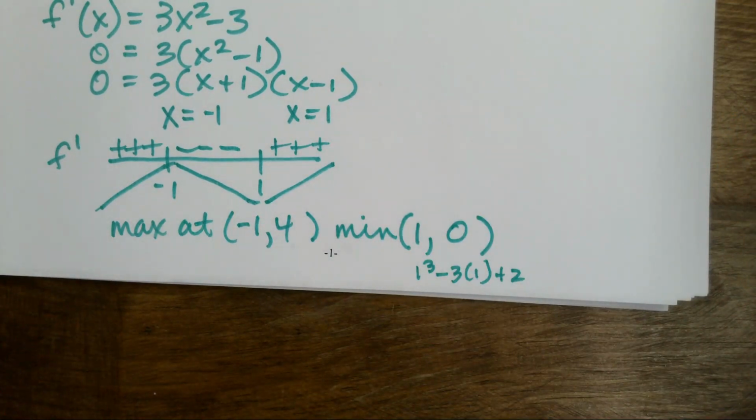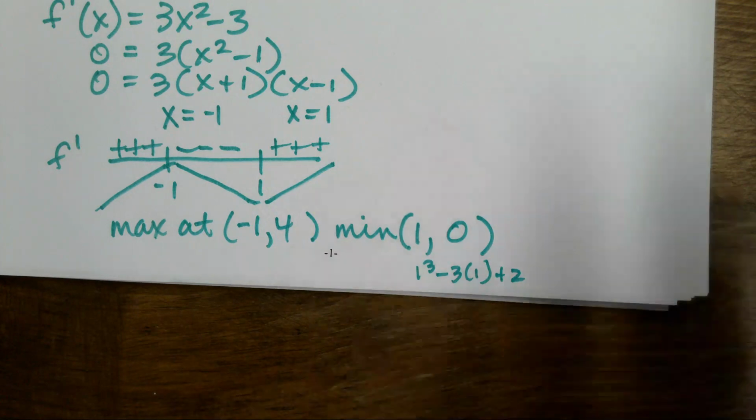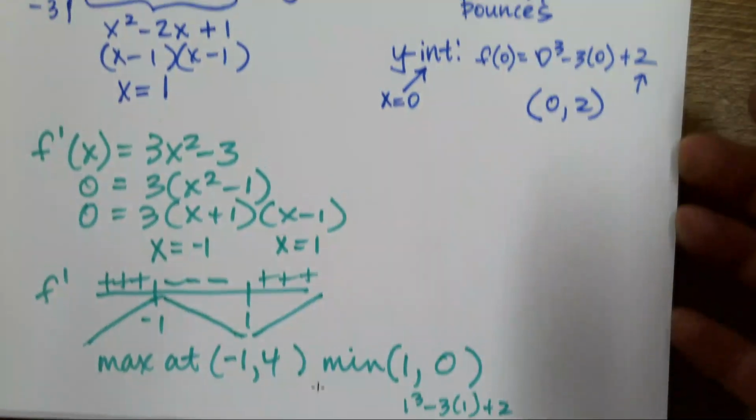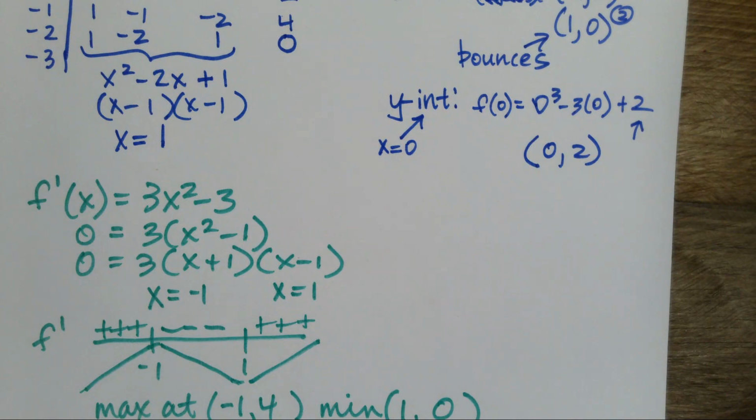This makes sense to me. A min is a low point. My low point is at 1. It's where it changes direction. 1 is also a 0, and it's a 0 that we said is going to bounce. So my min and my bounce location all kind of come together. All right. Now I just put it together.